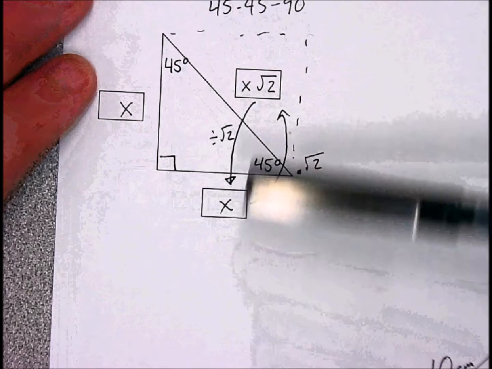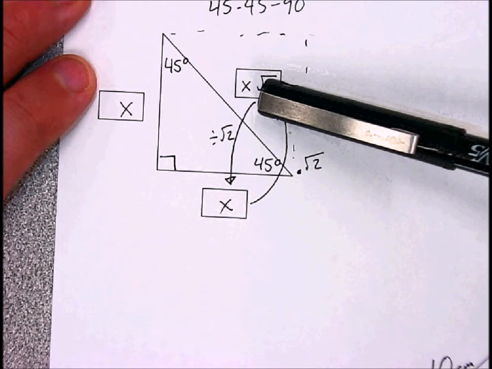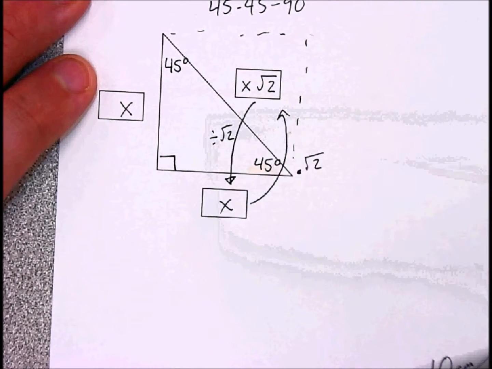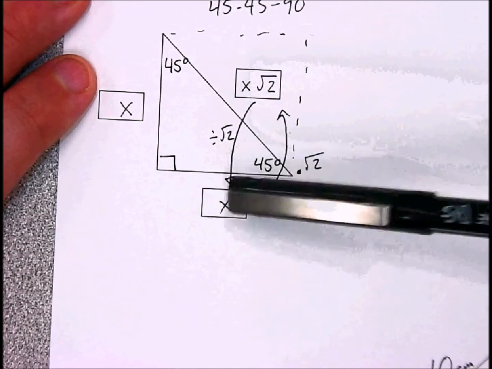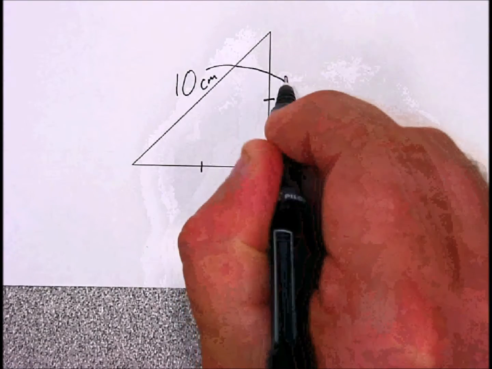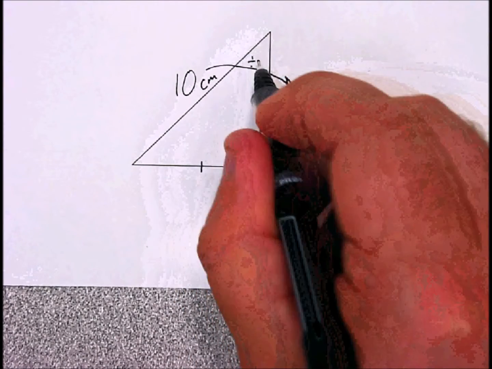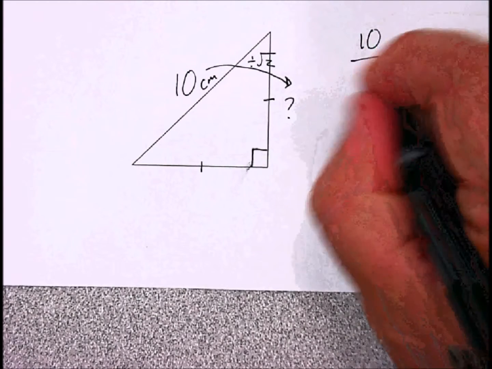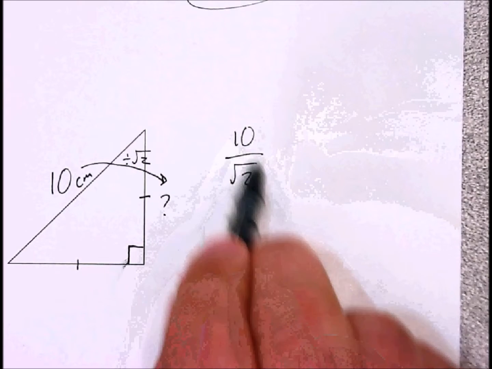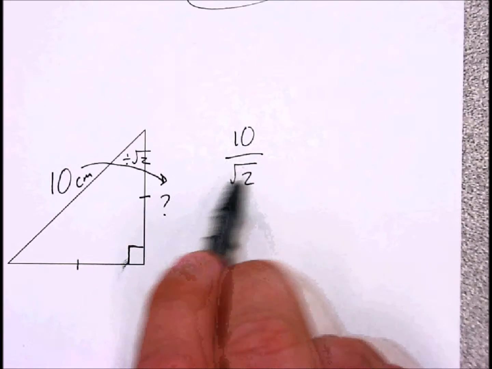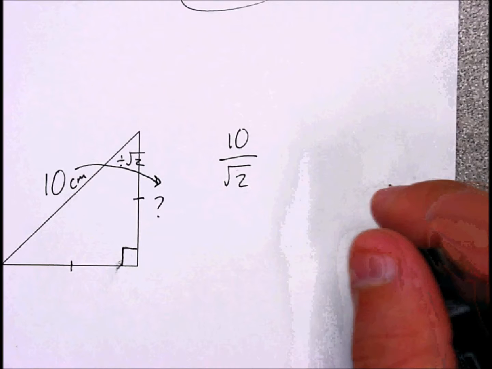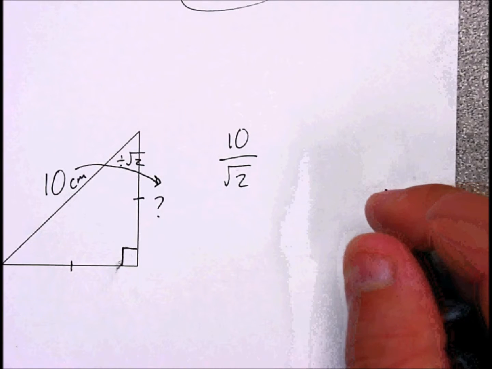Well, what's the relationship? If I know the hypotenuse and I want the leg length, I'm going to divide by square root 2 to find that. Okay, so let's do that. If I want to know this number, I'm going to divide by square root 2. So what is 10 divided by square root 2? And you can't just leave your answer like that. You don't want to have a square root as your denominator, and so there's a little trick to kind of get rid of that.